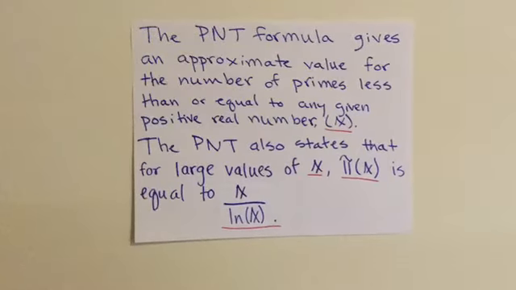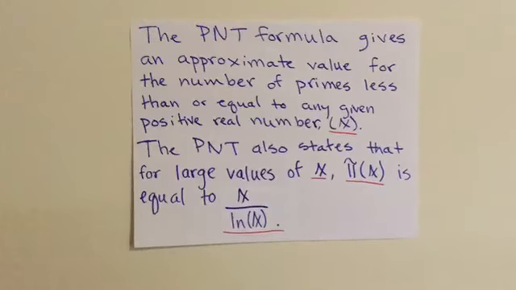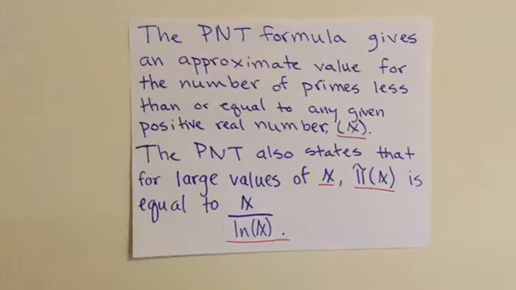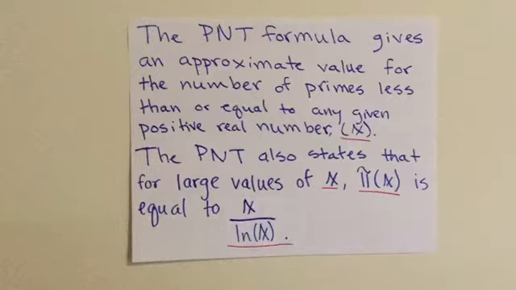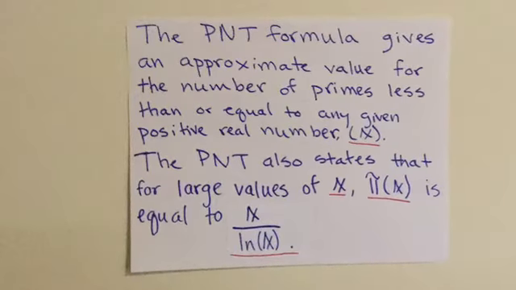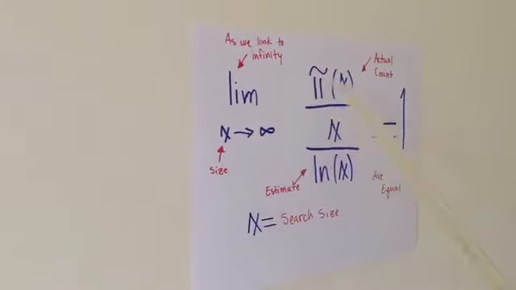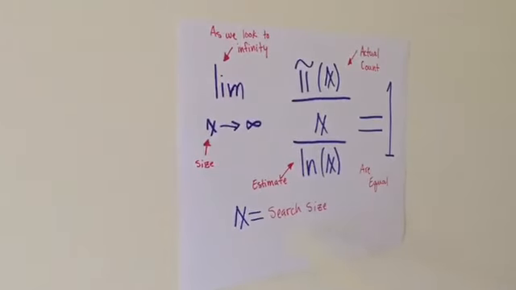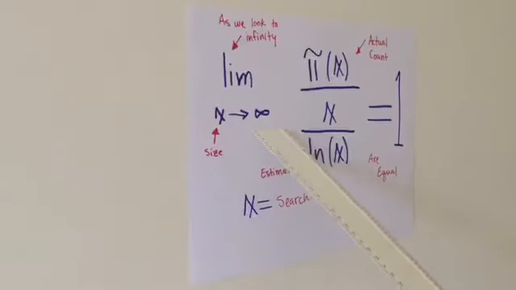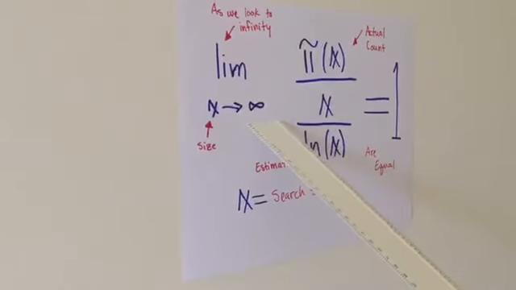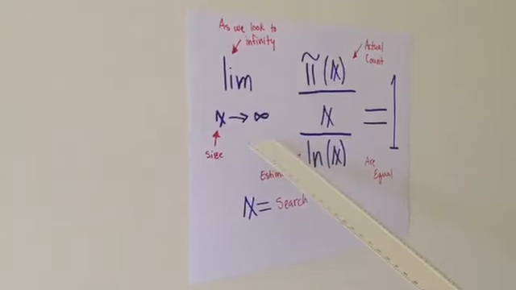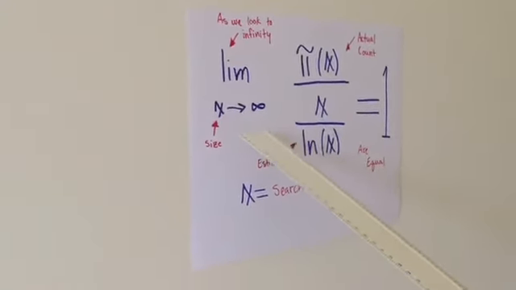real number, x. Then PNT also states that for large values of x, pi of x is approximately equal to x divided by ln of x. The limitation for this particular equation has x being the search size. x must approach positive infinity. That means that x has to be a real number, which means no decimals, negatives, or fractions.